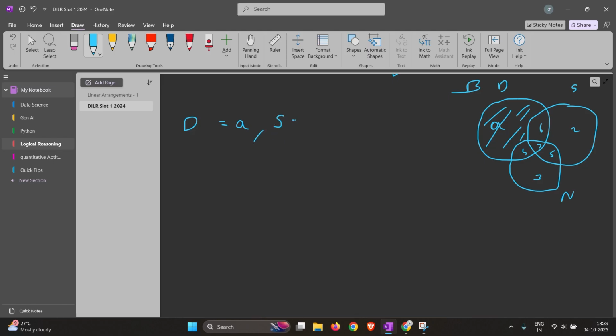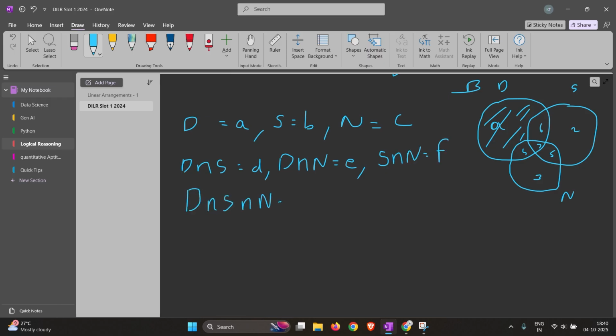Similarly, countries only visited by Samantha can be B. Countries only visited by Nitish can be C. This part, which is countries visited by Dheeraj and Samantha, can be D, and so on. I'll just quickly go ahead and write all those down. So if we drew a Venn diagram of the set of the countries that everyone visited, we get 7 different portions and we have named them.